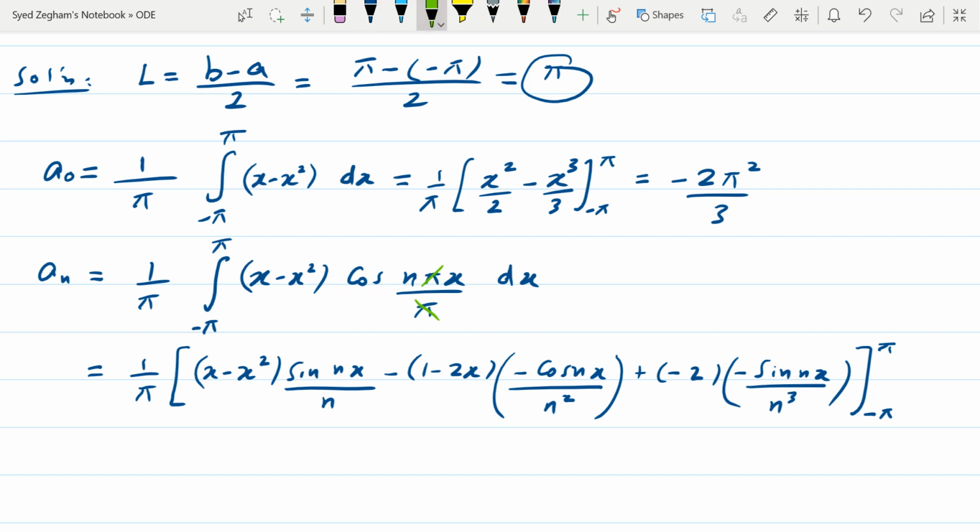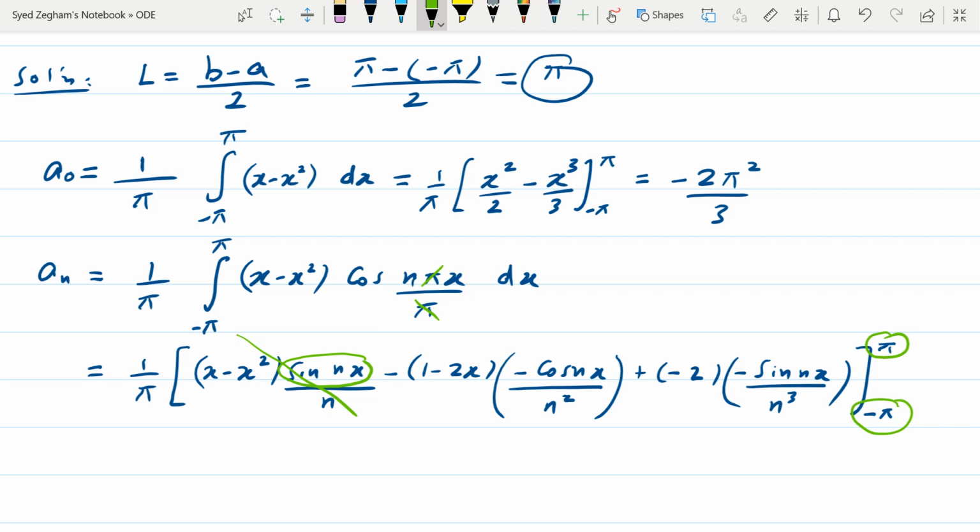When you put the limits, when you put x equal to pi, this will become sine n pi, which is 0. And if you put x equal to minus pi, then also this will become sine of minus n pi, which is also 0. So in both cases, this first term will become 0, whether you put the upper limit pi or the lower limit minus pi. So we can cancel it here itself. Same thing will happen to the third term also.